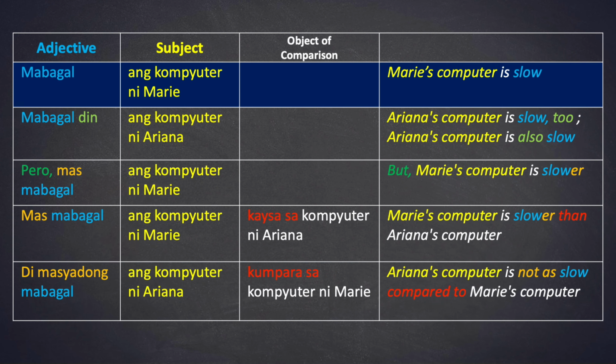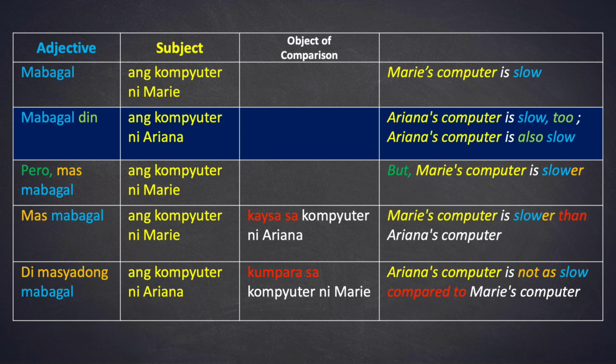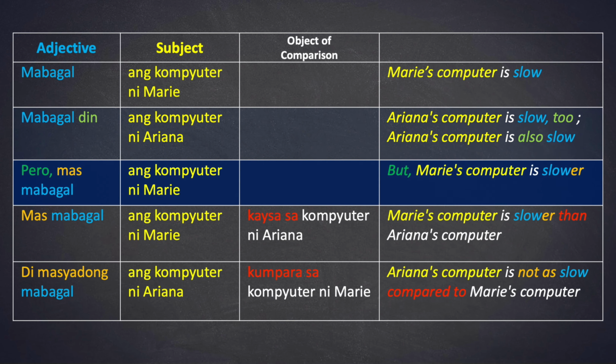Mabagal ang computer ni Marie. Marie's computer is slow. Mabagal din ang computer ni Ariana. Ariana's computer is slow too. Or Ariana's computer is also slow. Pero mas mabagal ang computer ni Marie. But Marie's computer is slower.